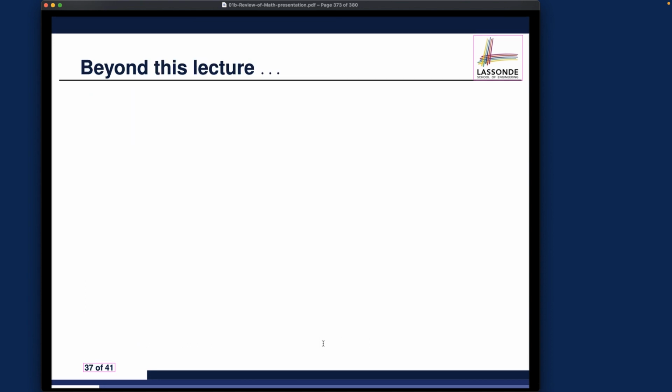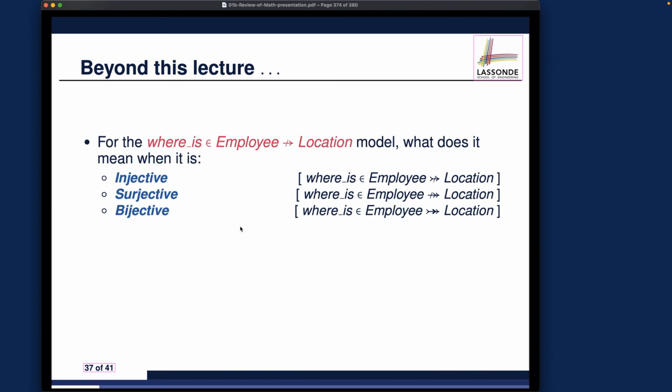The final slide is about beyond this lecture, what should you study, right? I would suggest, number one, remember the exercise in the earlier slide when we talked about total versus partial functions. We already said in the earlier exercise that where_is should be a partial function. But what does it really mean when the function is also injective? What does it really mean when the function is surjective? And what does it really mean when the function is bijective, if applicable?